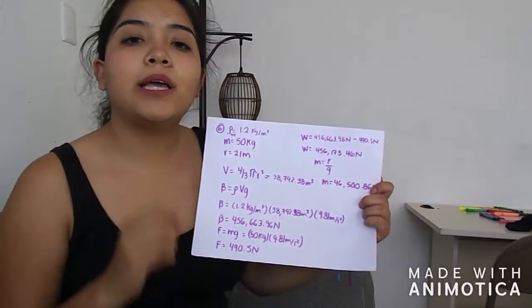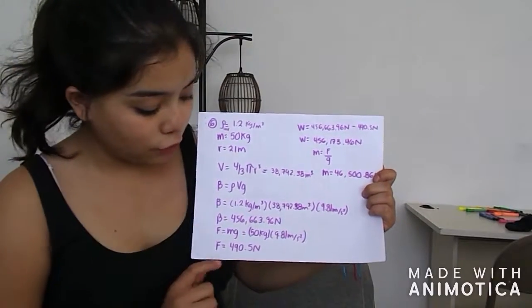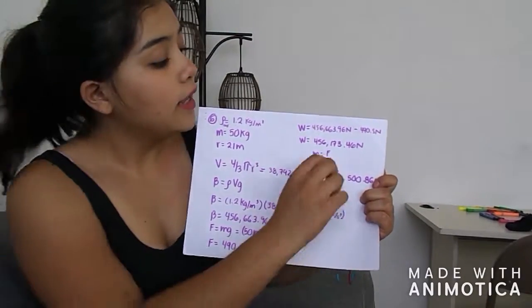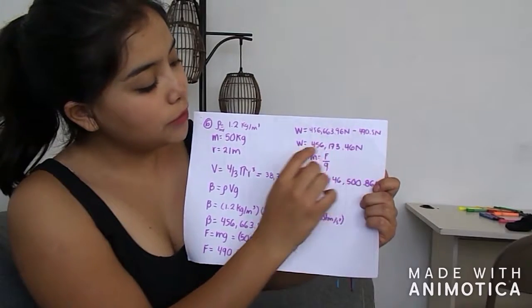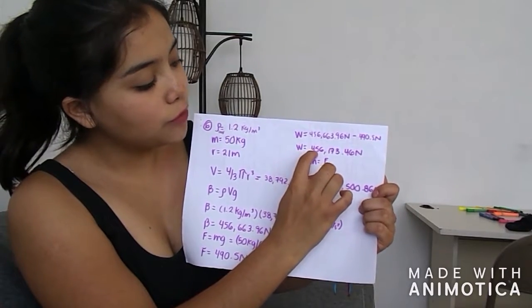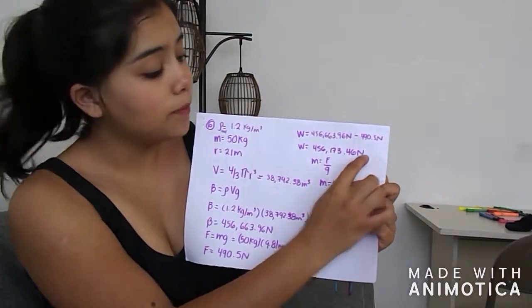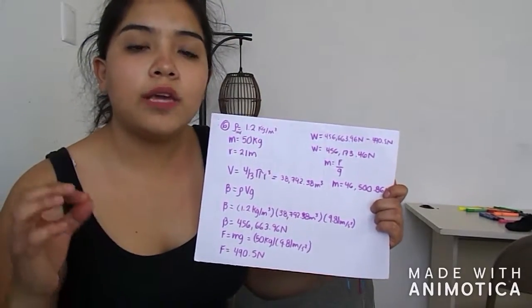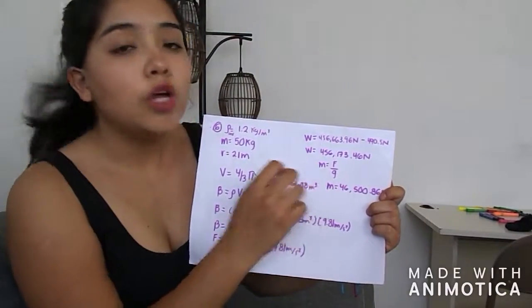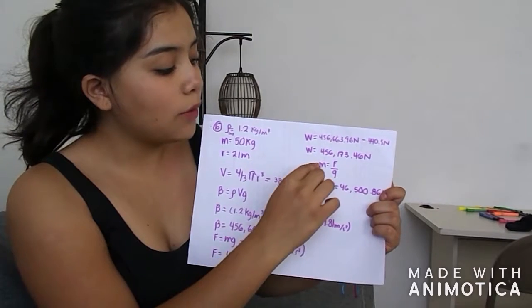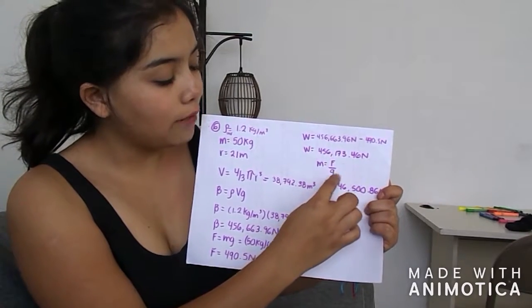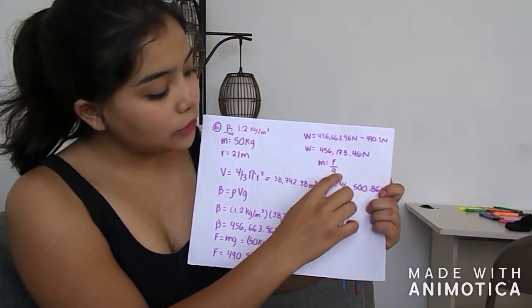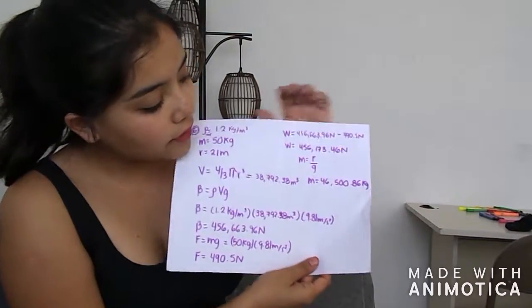Then we need to make a subtraction between the buoyancy force and the force that we got. So when we substitute our values, we subtract them, and we have this result. Then in order to know the extra mass, we're going to clear for mass, and we have force over gravity. We substitute our values, and we're going to have this result.